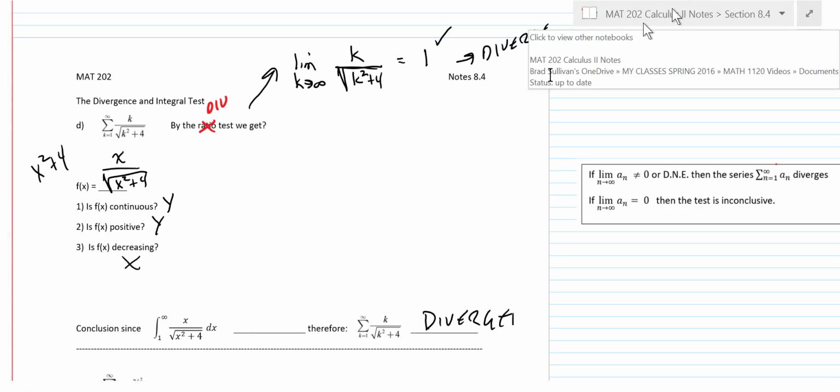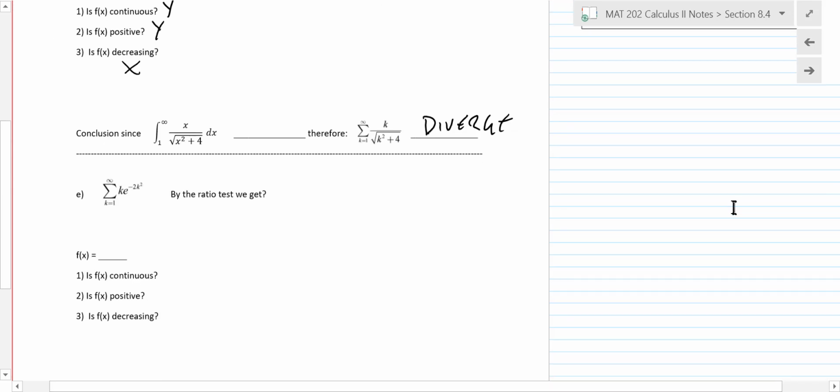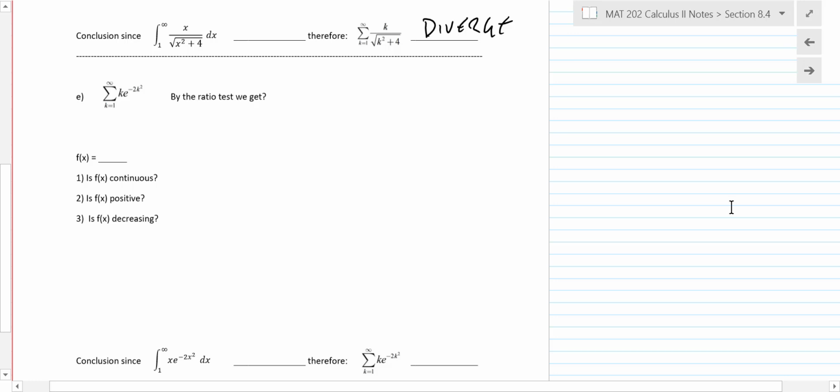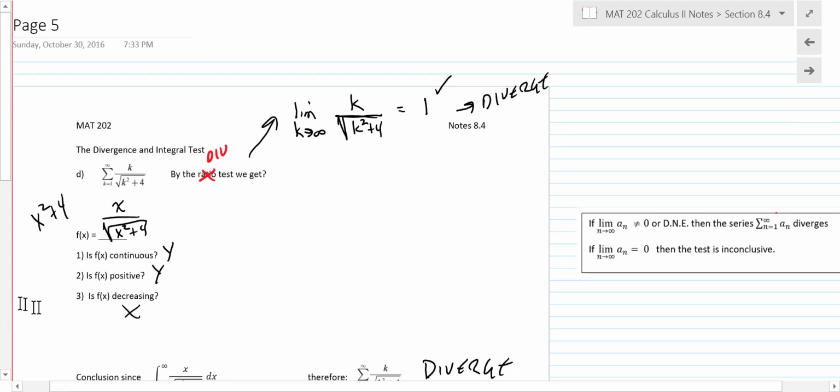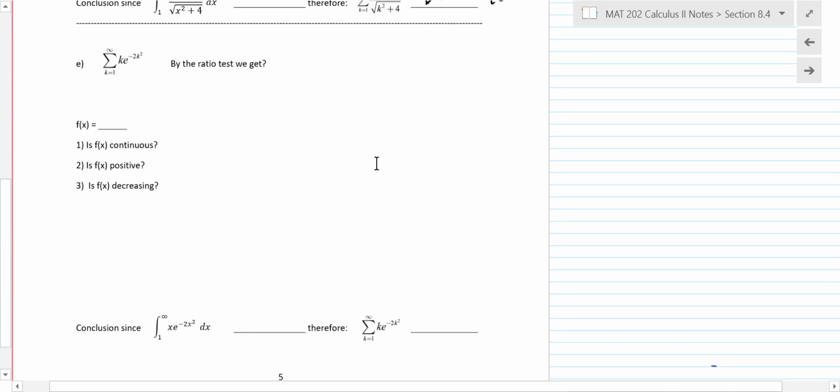Now, you can do the integral on that one if you want to, but because it's not decreasing, the integral test would not apply to that. All right? Okay, everybody okay with that? Make sure that you always verify these conditions. That's important. Okay, let's go on and let's do one last one here.